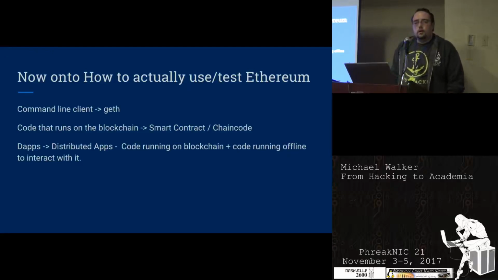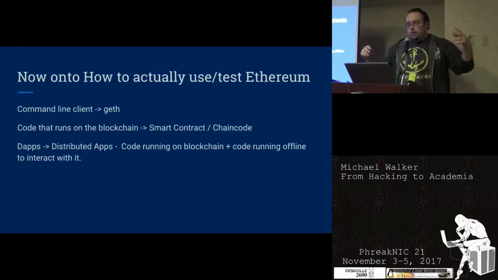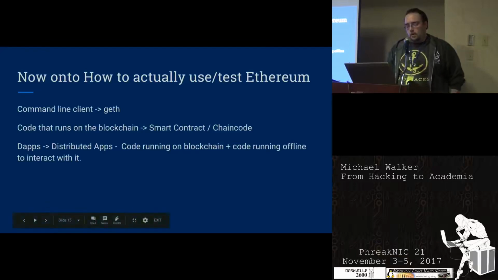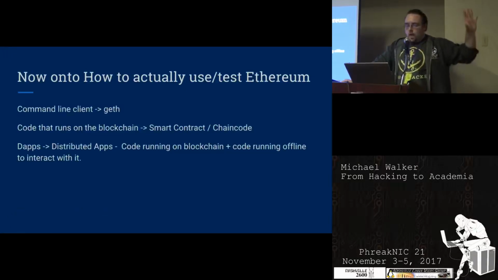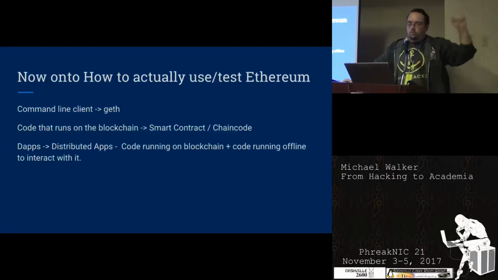So in Ethereum, its command line client, its main one, is Geth, and that is written in Go. There's a dichotomy: you have code that runs theoretically on the blockchain. That's called a smart contract in Ethereum. Other things call it chain code, whatever the case may be. And you write what are called D apps, so distributed apps. D apps are a combination of the code running on the blockchain and code running offline in clients to interact with the code on the blockchain and, well, the results of the code on the blockchain, more precisely.